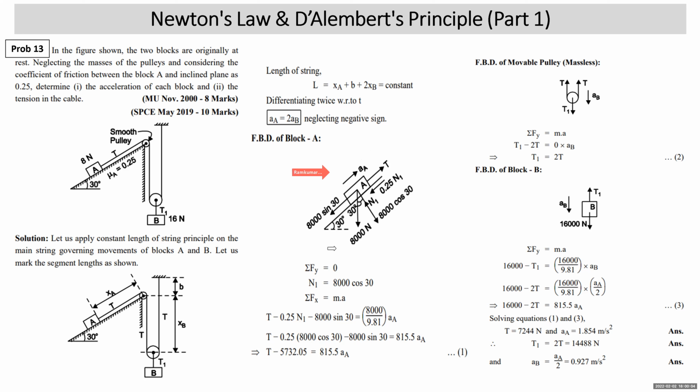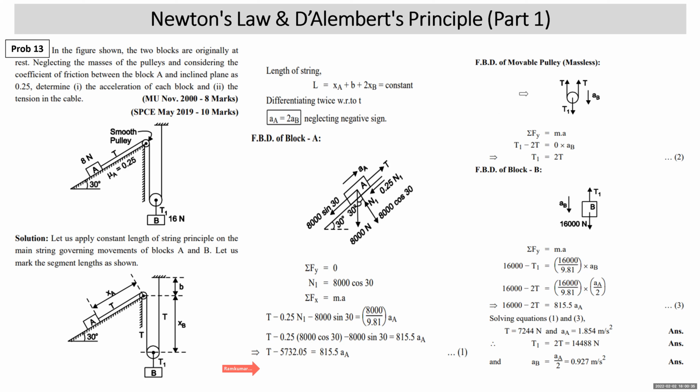We write sigma Fy is equal to 0. N1 is 8,000 cos 30. Sigma Fx is equal to Ma. T minus 0.25 N1 minus 8,000 sin 30 is equal to Ma. So Ma is weight upon g into a. And the N1 value can be substituted as 8,000 cos 30. If you simplify all this, you get an equation in terms of T and A: T minus 5732.05 is equal to 815.58.